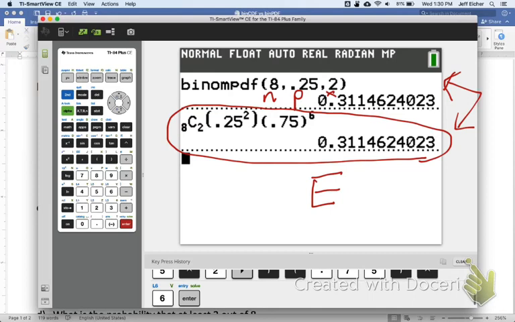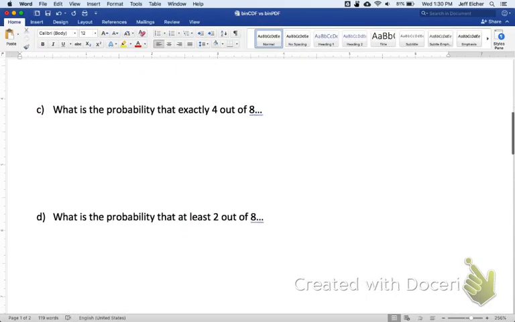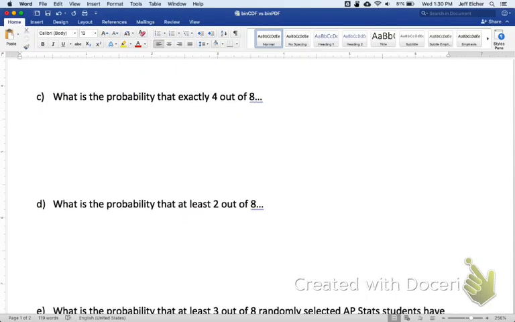That's when you have exactly a certain number out of 8. So let's go to the next question. What's the probability of exactly 4 out of 8? If you'd like to pause this video, you can do that.